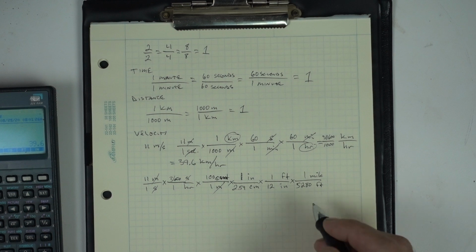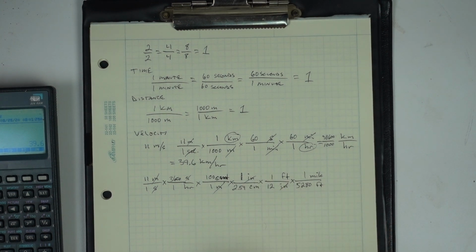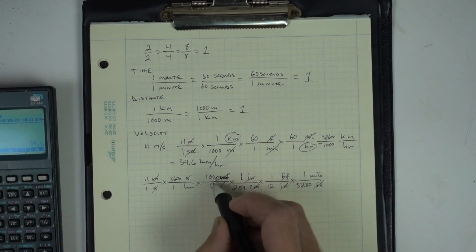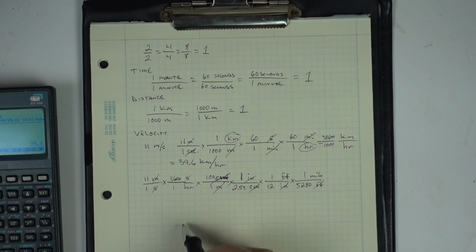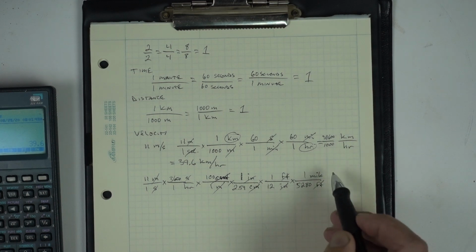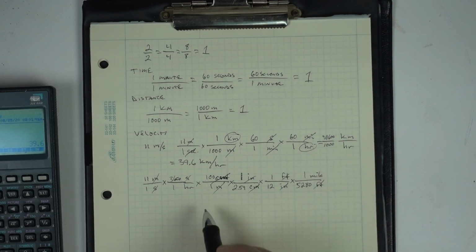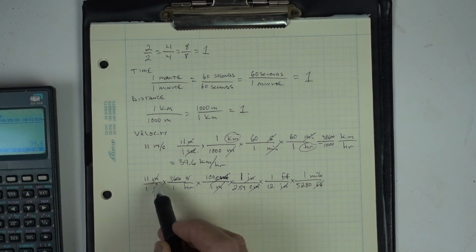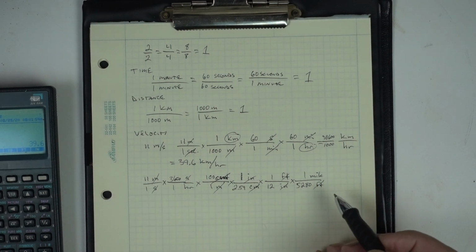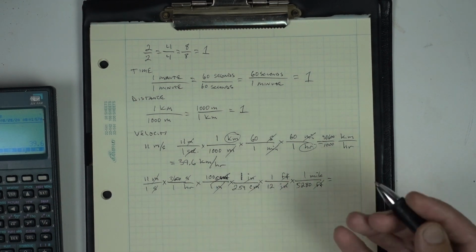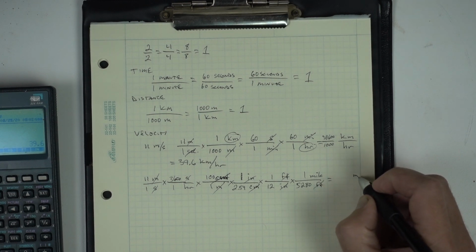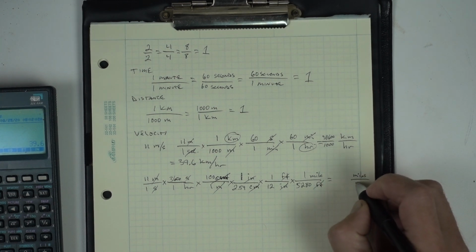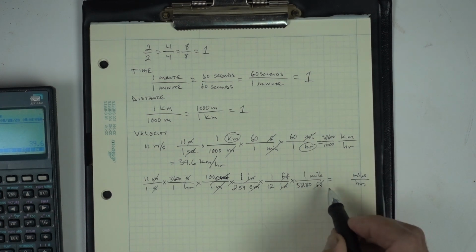Now what have I done here? We've got inches and inches can cancel. Feet over feet cancels. We're left with the mile that we want. Centimeters, if I'd written centimeters properly, that cancels. And so on the top, in the numerator, we've got miles. And in the denominator on the bottom, we've got hours, so miles per hour. We have converted this from meters per second to miles per hour. Whatever we multiply out of here, we'll have miles per hour.